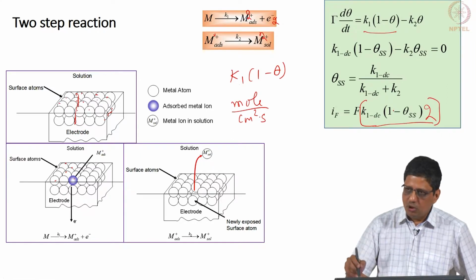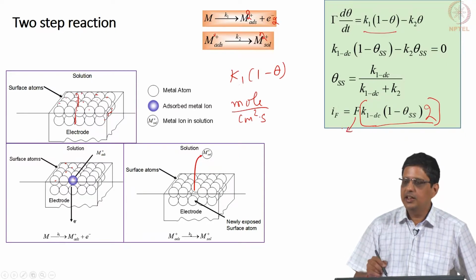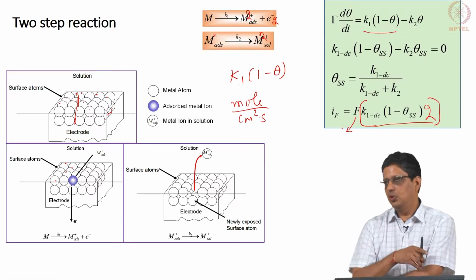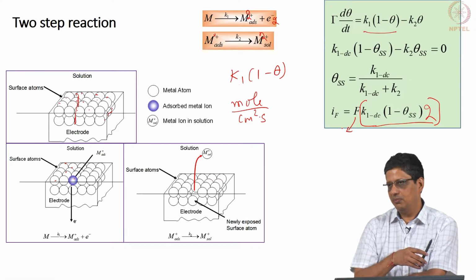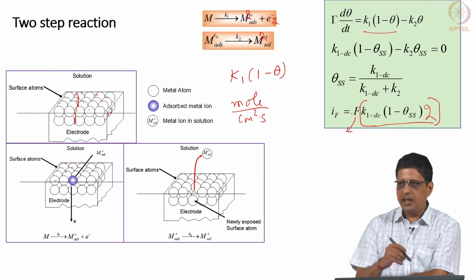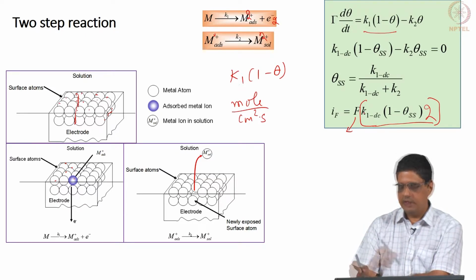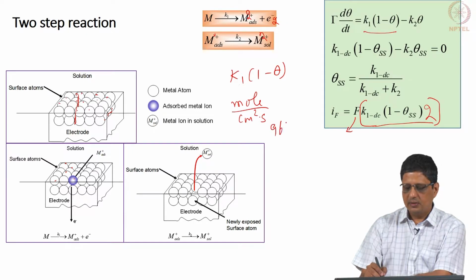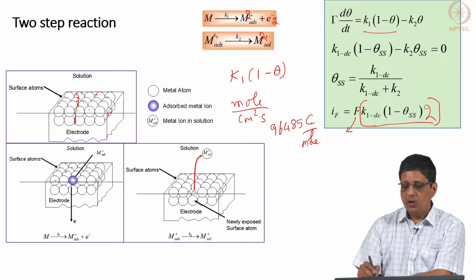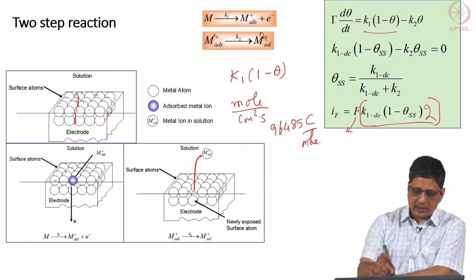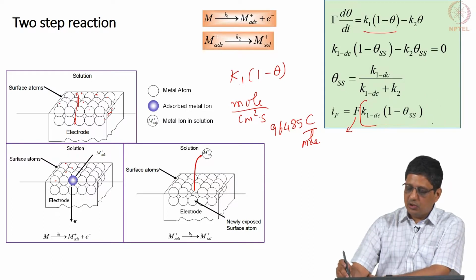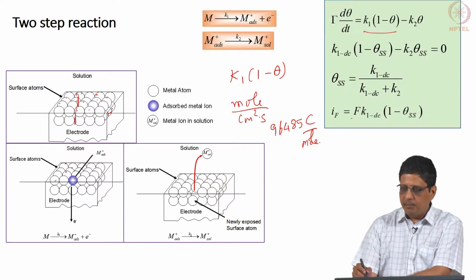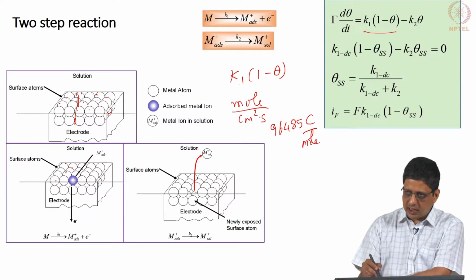Okay. This is still moles per square centimeter per second. Now, the Faraday constant converts moles of electrons into coulombs. So, I had to multiply by F, which is the Faraday constant, coulombs per mole of electron. In this case, because it is a single electron transfer, I am not showing the number 1. Multiply by this to tell how much current will come.